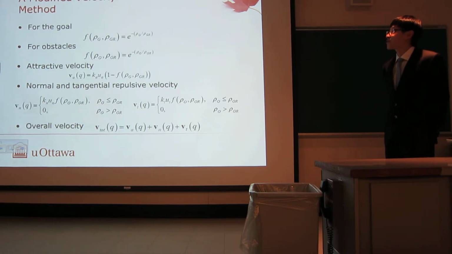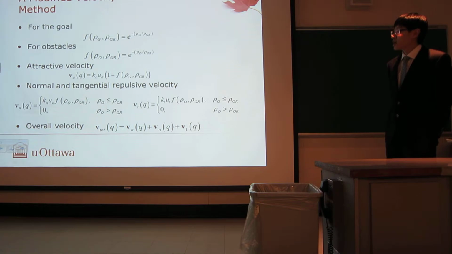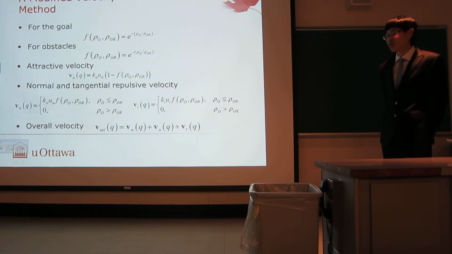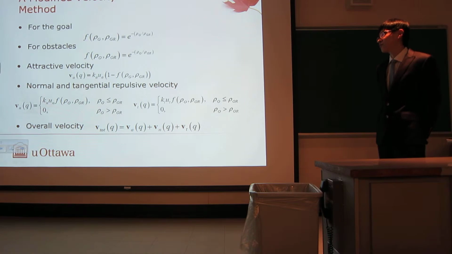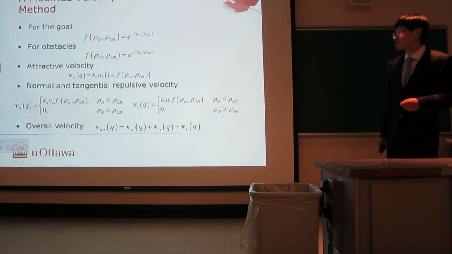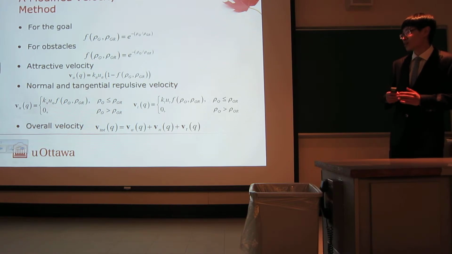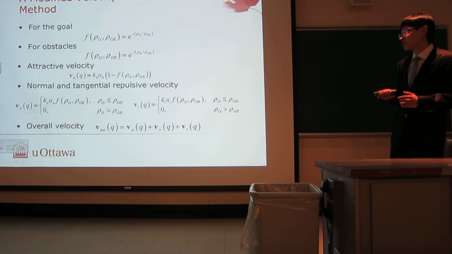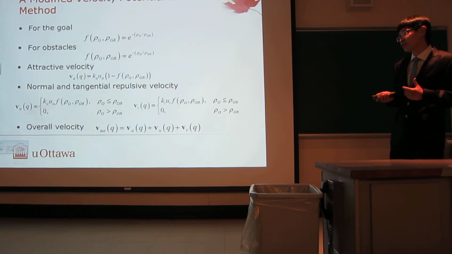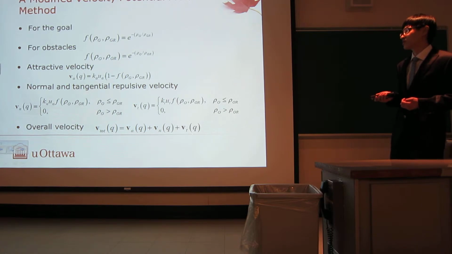Here is a modified velocity potential field method. In this method, we will use 2 velocities. One is the attractive velocity from the goal, and the other one is the repulsive velocity from the obstacles. Actually, the repulsive velocity is composed of 2 parts. One is a normal one, and the other one is a tangential one. The overall velocity we use in our research is a vector summation of all these 3 velocity vectors.